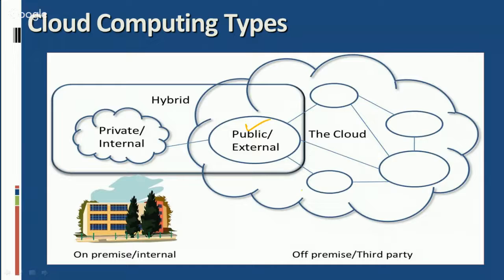Then comes the hybrid cloud. A hybrid cloud is a blend of both internal and external providers. It is a composition of two or more private or public clouds, and they maintain their unique identity, but at the same time they have some characteristics of private as well as public clouds.